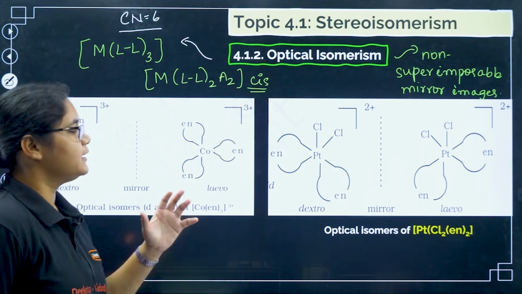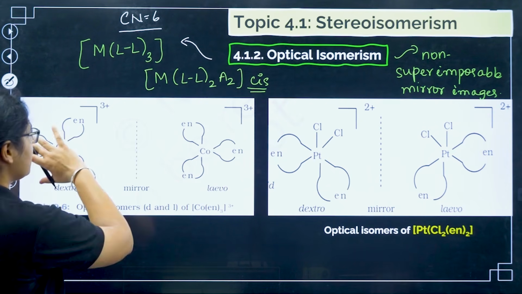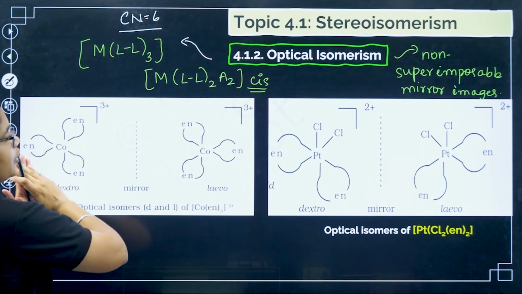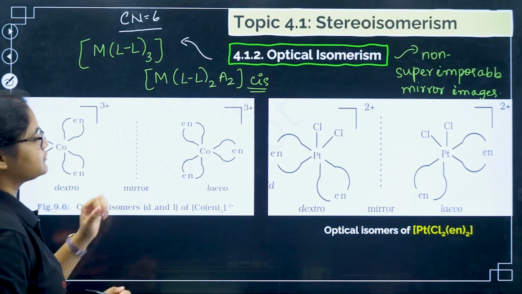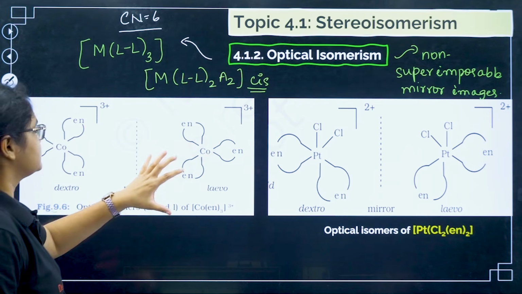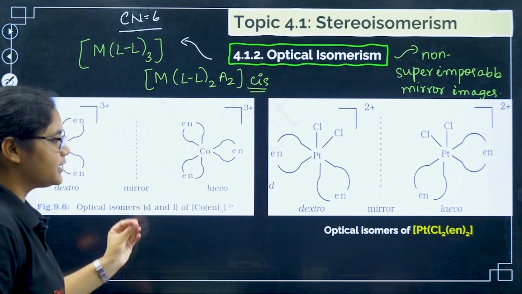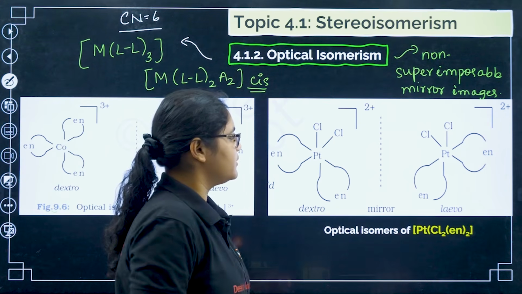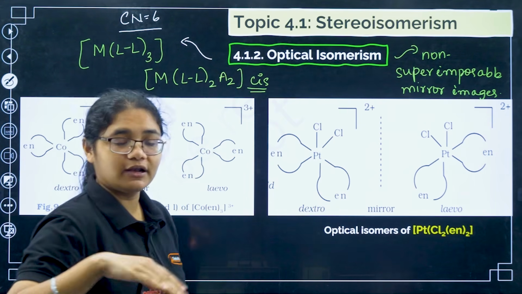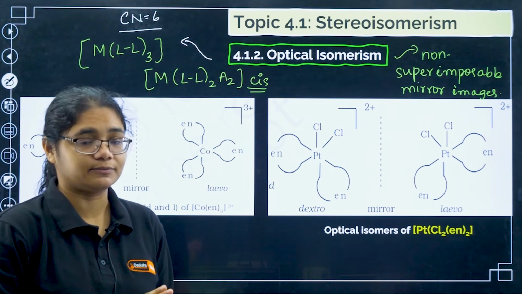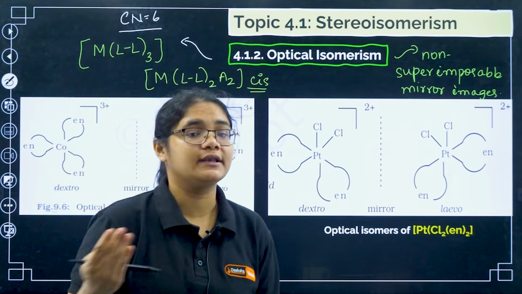So that is a part of this. You can see, if I just draw the mirror image of this one, this is non-superimposable. So this is a kind of optical isomerism. And if you have the cis form, if you transform it, it will be superimposable. So that is why it is not optically active.